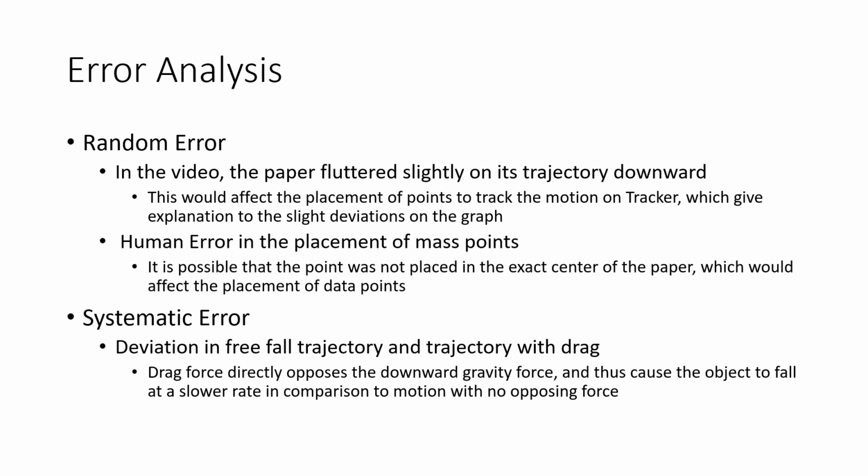In terms of systematic error, the deviation in the free fall trajectory and the trajectory with drag, as discussed on the last slide, drag force directly opposes downward gravity force, and thus the object would fall at a slower rate in comparison to motion with no opposing force.